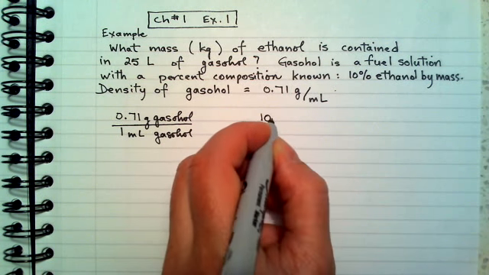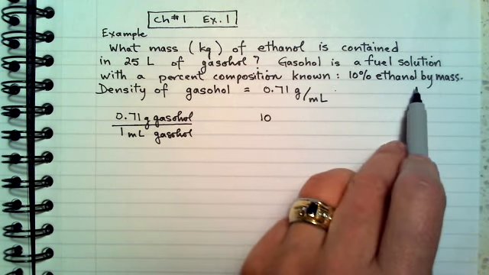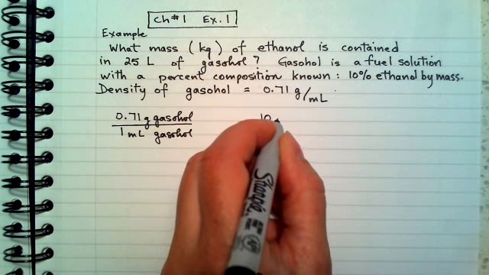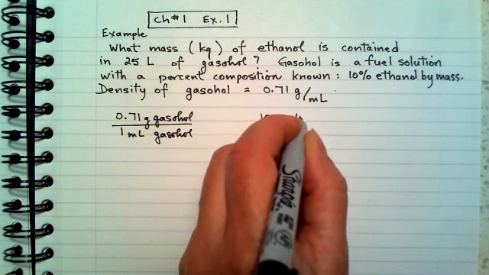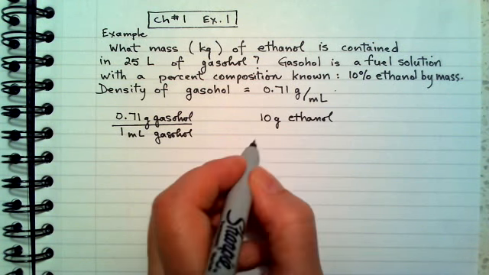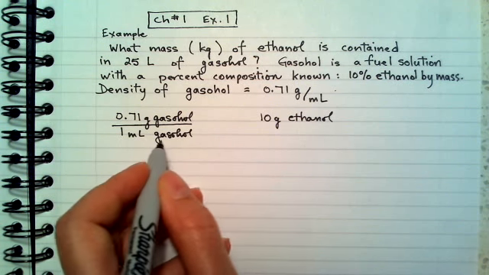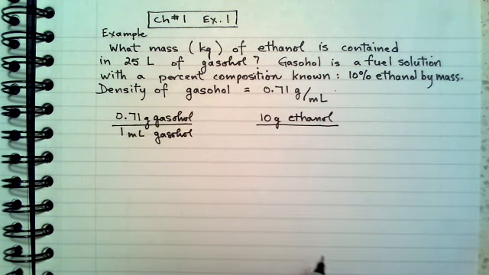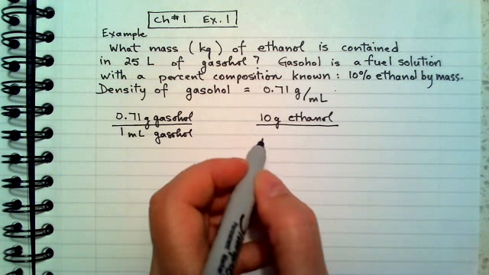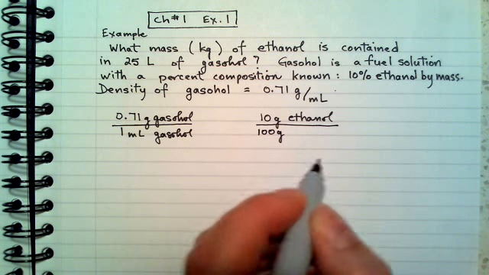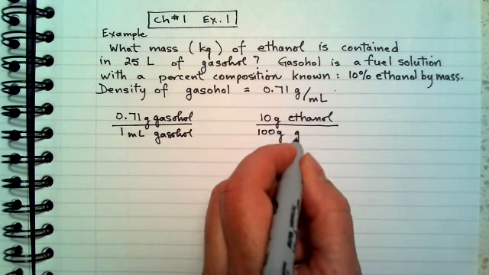So there's my density, and I also have this composition, and my composition I'll write in an expanded form as well. So this is 10% ethanol by mass, so the units are mass, 10 grams of ethanol, and I've chosen grams as a unit because I think the scale is right here and it'll be useful. So if it's 10% ethanol by mass, that means there's 10 grams of ethanol in 100 grams of this gasohol solution.